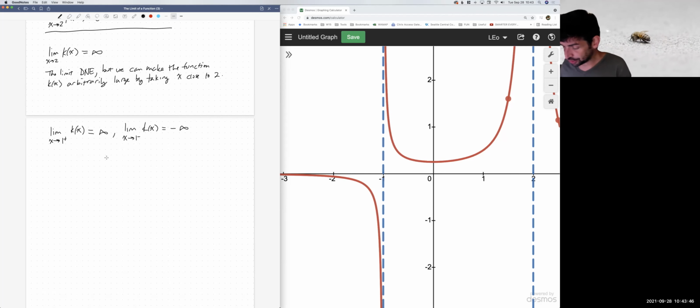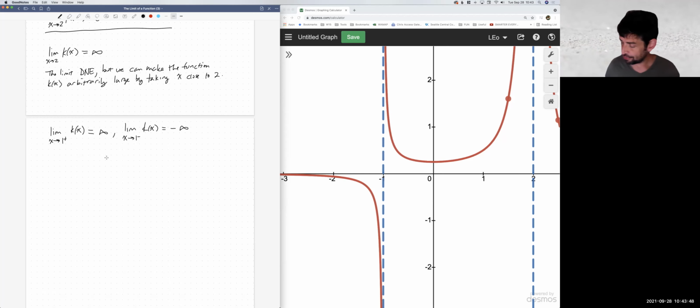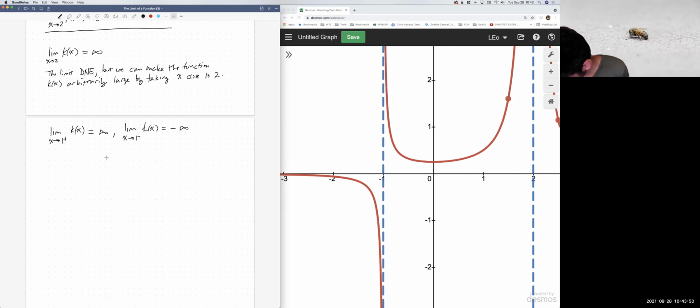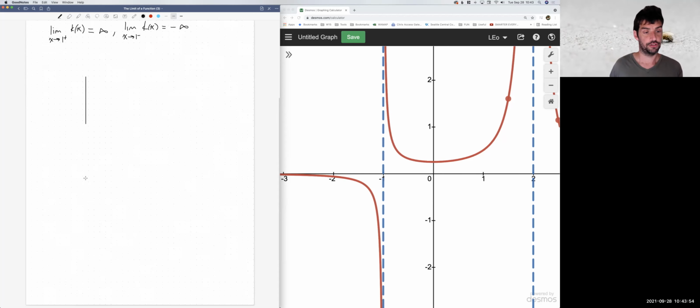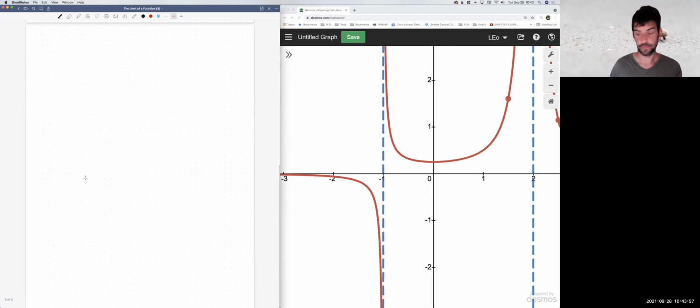So let's finish this with some definitions. Let's just go to a new page. All right. So we have several different kinds of limits. I think you can figure out from this, there's just all the different combinations we can have here.